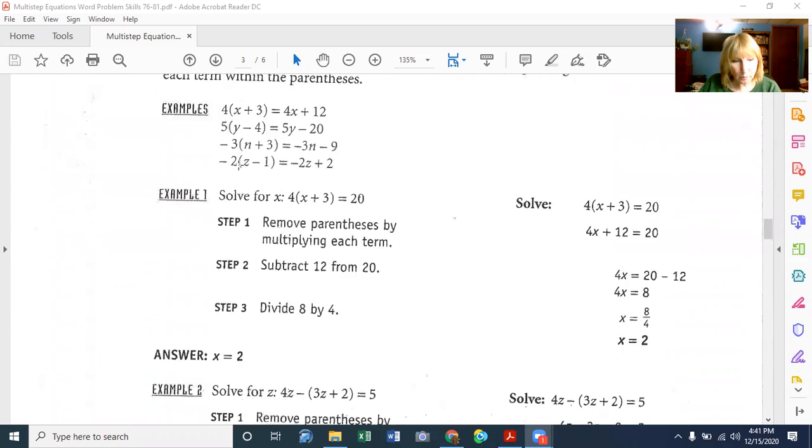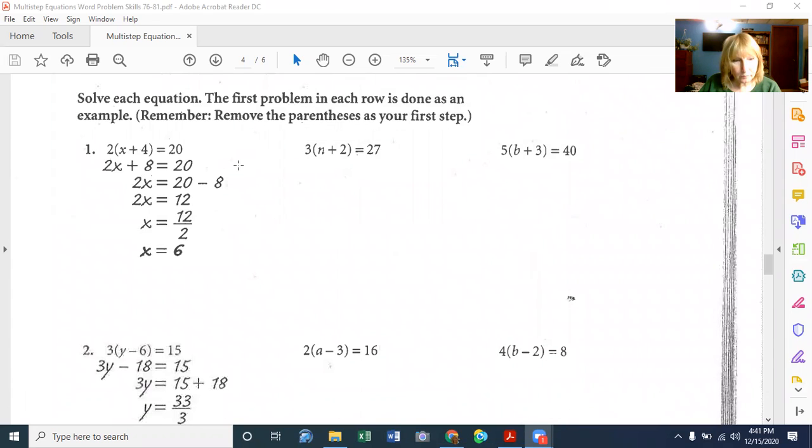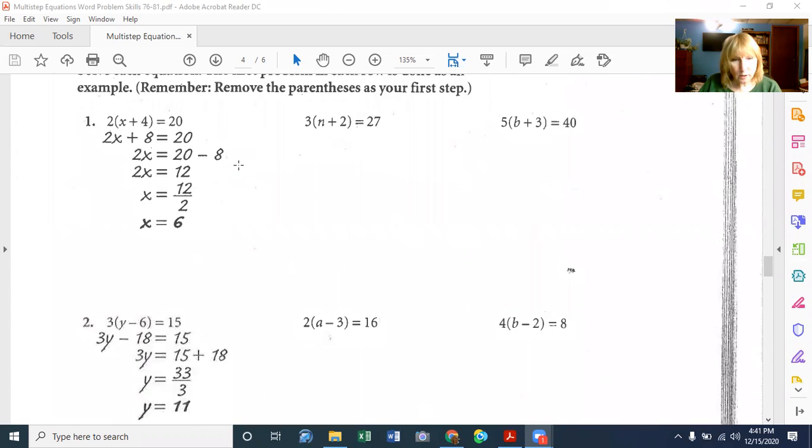Solving an equation with parentheses. Let's just go right down here. So you need to use the distributive property. You need to distribute. What that means is, let's take a look at that one. So I'll put a little white space here.